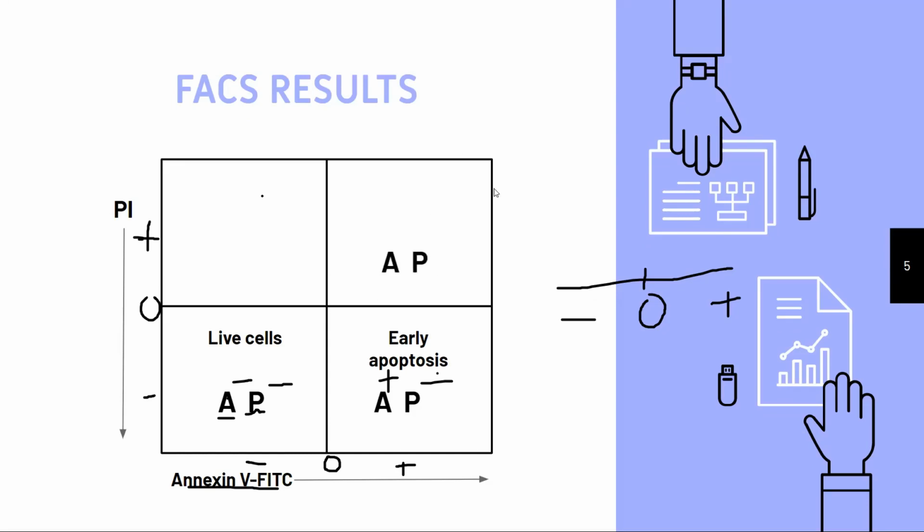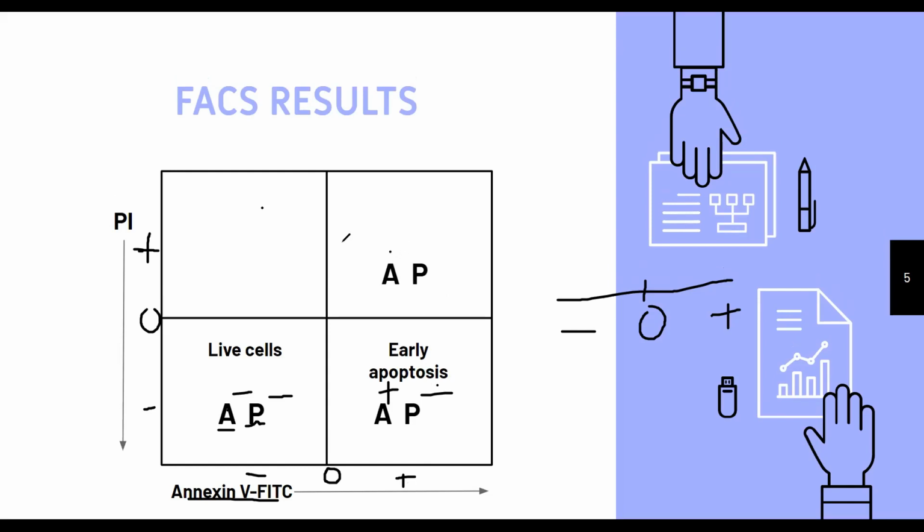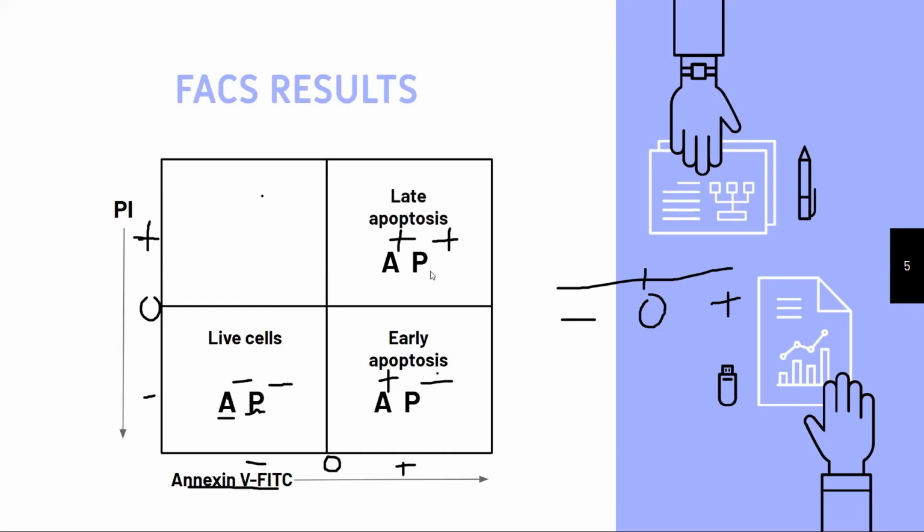Let's look at the above block diagram here. In this case, the annexin V is positive and also the PI is positive. So it is annexin V positive, that means apoptotic. It's even taking up propidium iodide, that means it is a cell which is in late apoptosis.